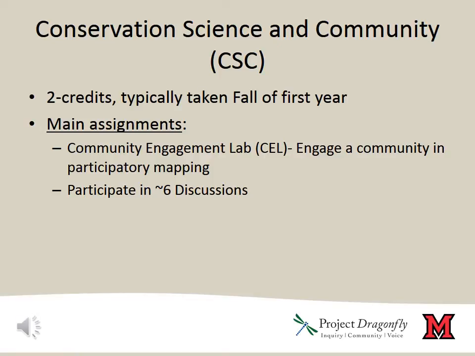So Conservation Science and Community, or CSC, is the first web-based course you're likely to take. It's taken in the fall of the first year usually, 2 credits. And the main assignment for this course is a Community Engagement Lab, or CEL. In this, you will engage with a community or a group of people in your area. Could also be online or in a distant location, but however you define community, you're going to engage with them, ideally in participatory ways, especially using mapping.